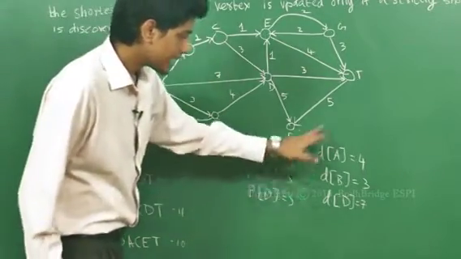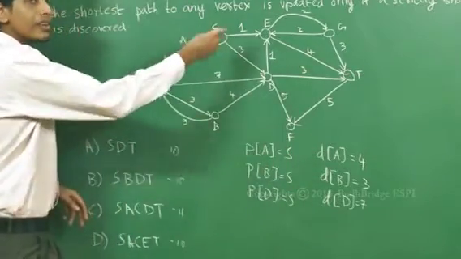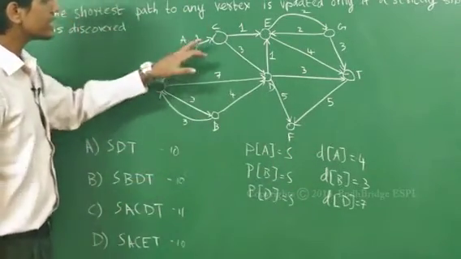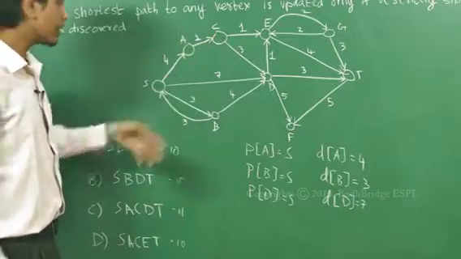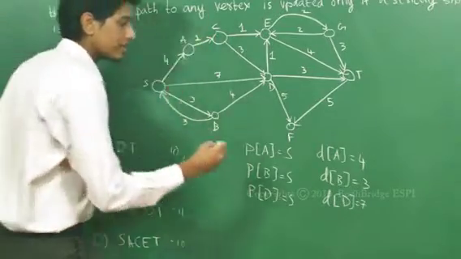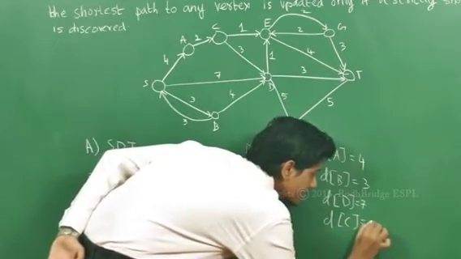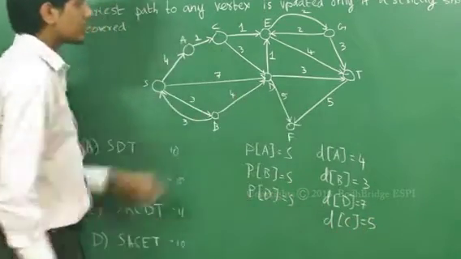Now the next shortest of these is A. Now you will discover A's neighbors. Here A's neighbor is C. Now that is discovered. And the distance from S to C is 4 plus 1, 5. Distance of C is 5. And predecessor of C is A.